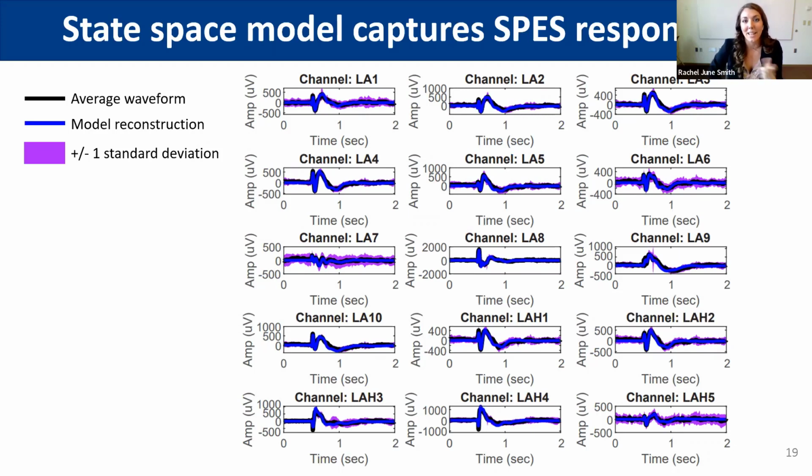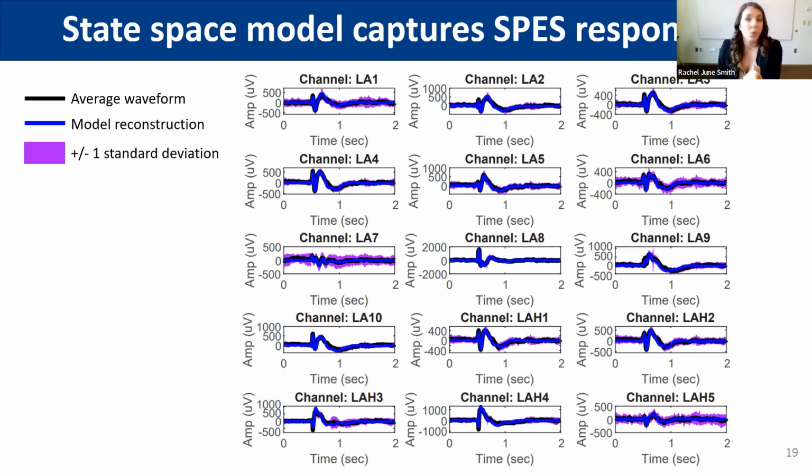So the black line that you can't really see very well is the average waveform that's underneath the blue, which is the model reconstruction. And then the purple is showing you plus or minus one standard deviation. We usually get about 40 to 50 trials every time that we stimulate a given region. So what you're seeing is the standard deviation of those 50 responses in purple.